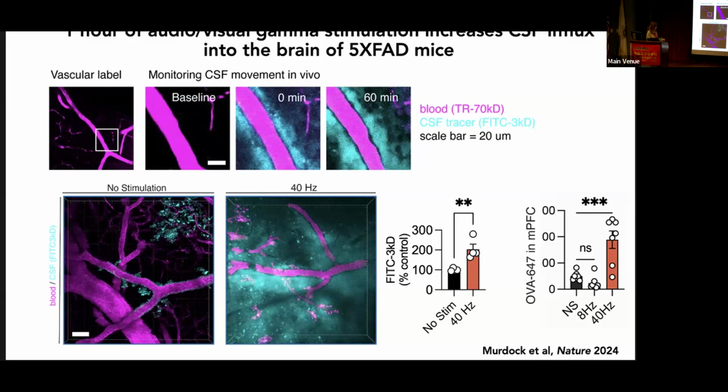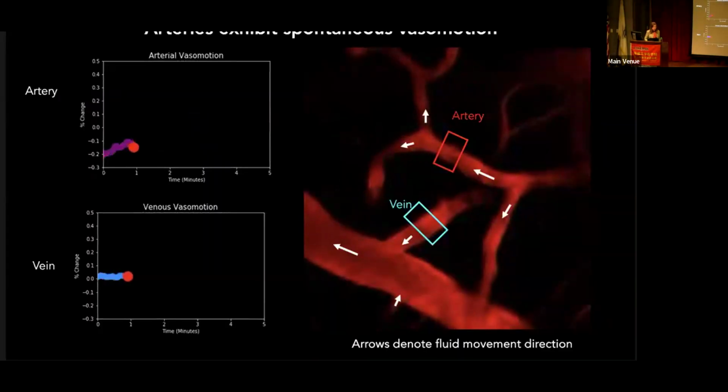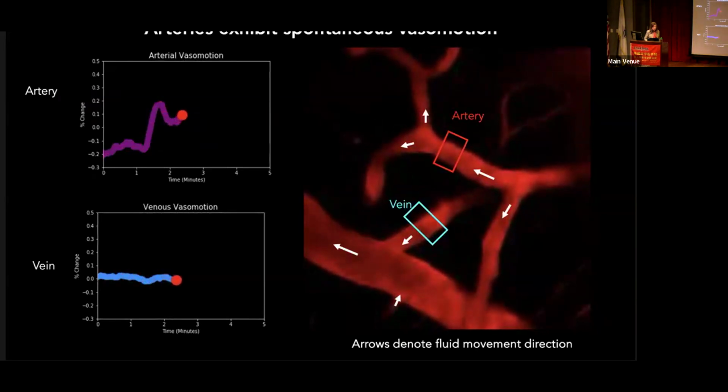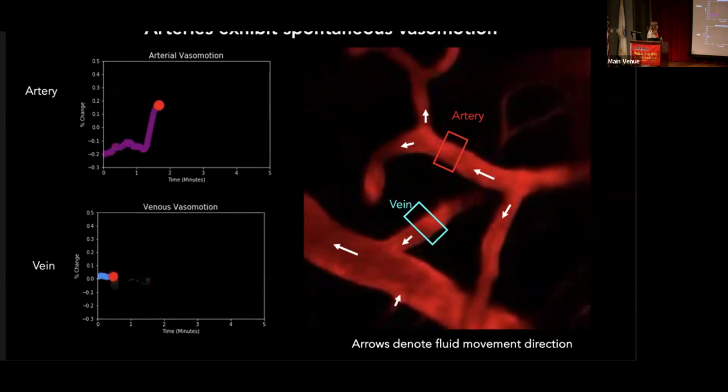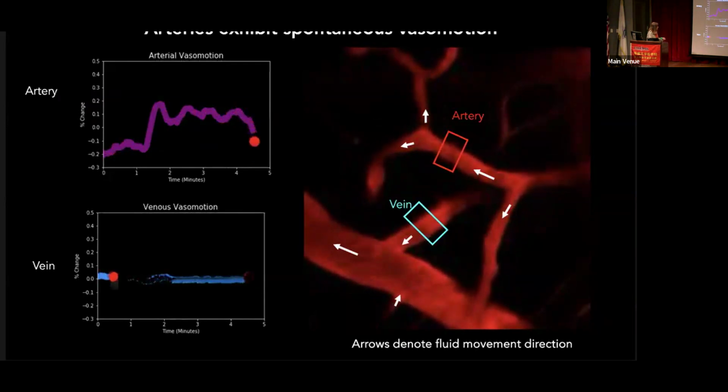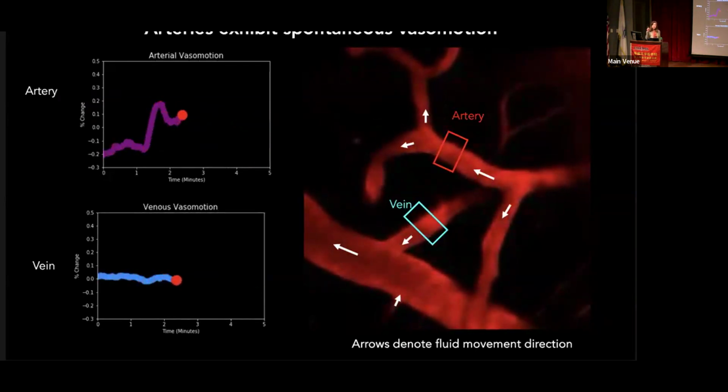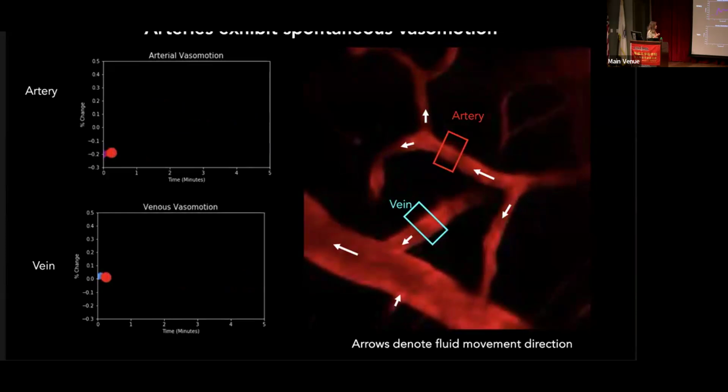And he was able to show that, again, this is a 40 Hertz specific phenomenon. It's not like any neuronal activity can increase CSF influx. And the mechanism mediating the perivascular CSF influx is known to depend on the dynamics of the artery pulsatility. So here is an example. We are looking at the artery here, and you can see the artery really is very dynamic. Its diameter changes constantly. So this is known as arterial vasomotion.